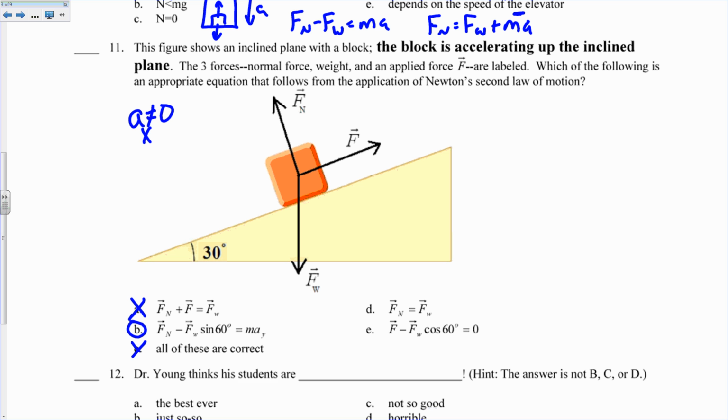C, all of these are correct. That's not true. Fn equals Fw. That's not true. Fn is equal to the y component of Fw, which is Fw sine of 60. And Fn minus Fw cosine 60 equals 0. Or excuse me, F minus Fw cosine 60 equals 0. Okay, yeah, that's true too. I'm going to have to make a change in this in the class. Let me just draw the vectors. I'm just going to show you the components of Fw, Fw cosine of 60.